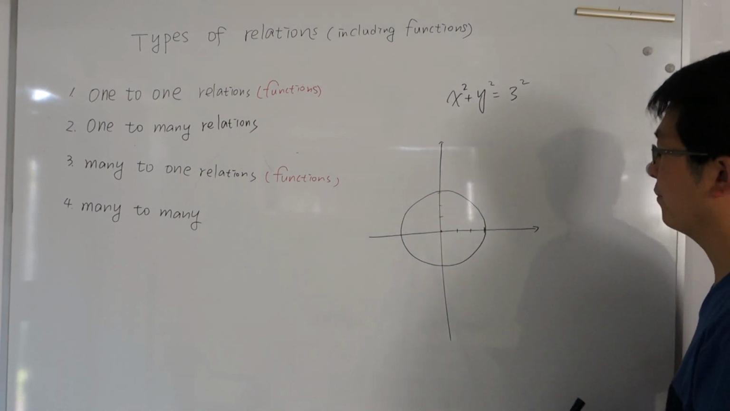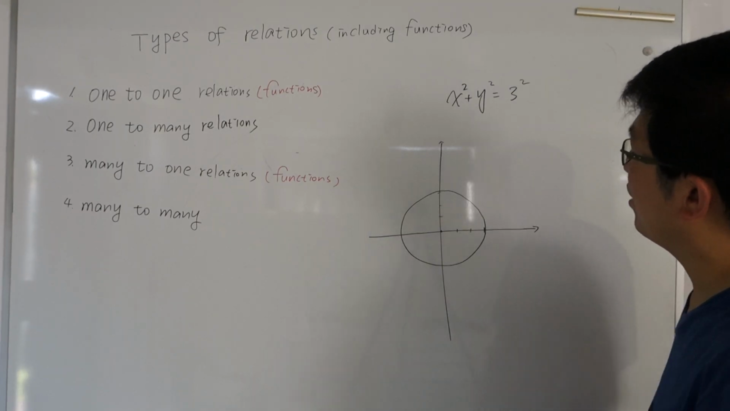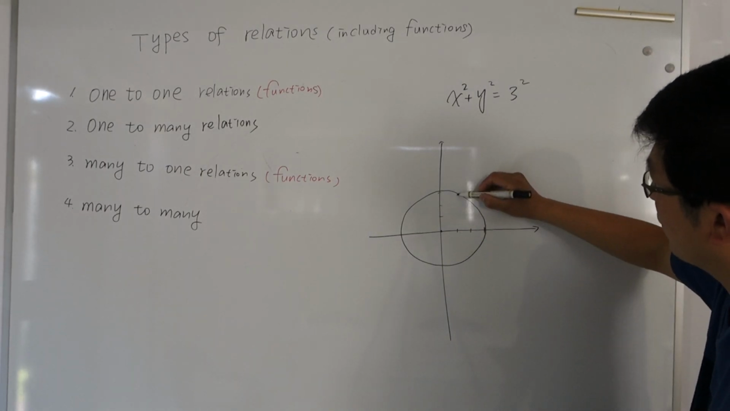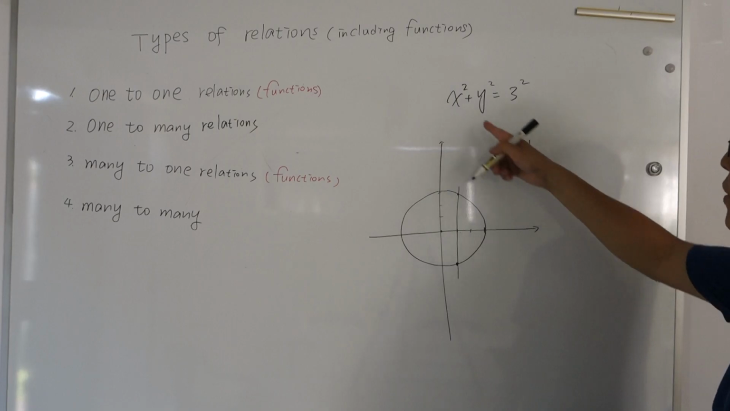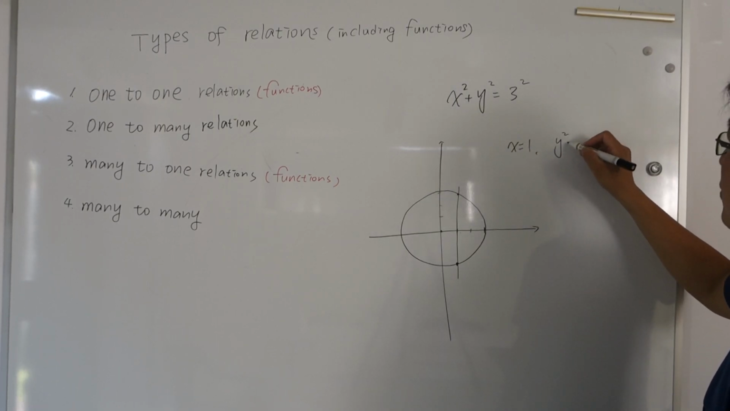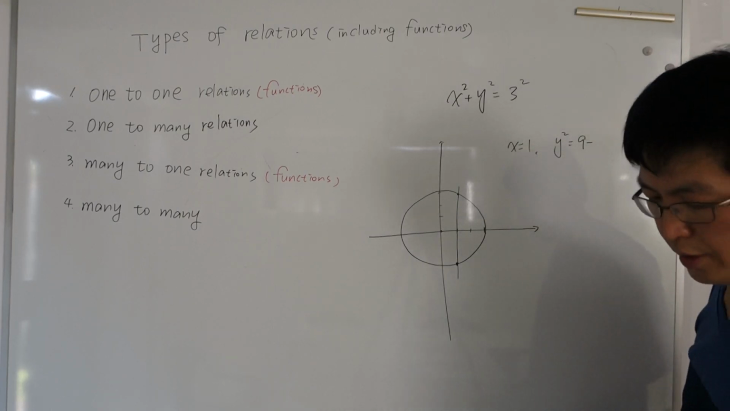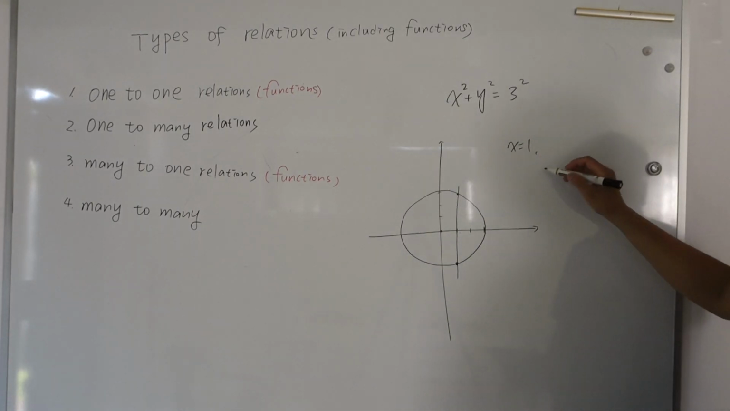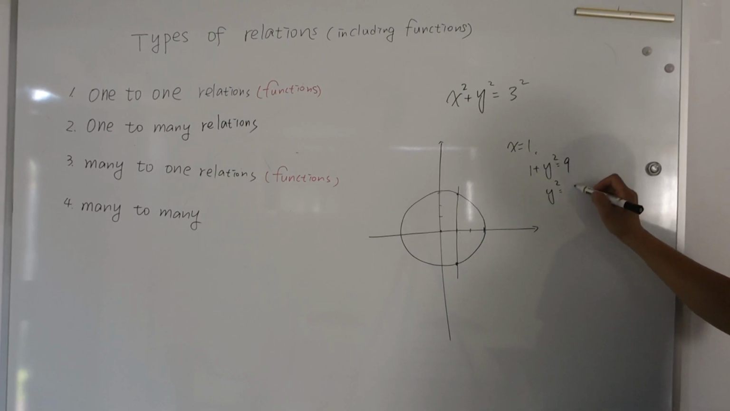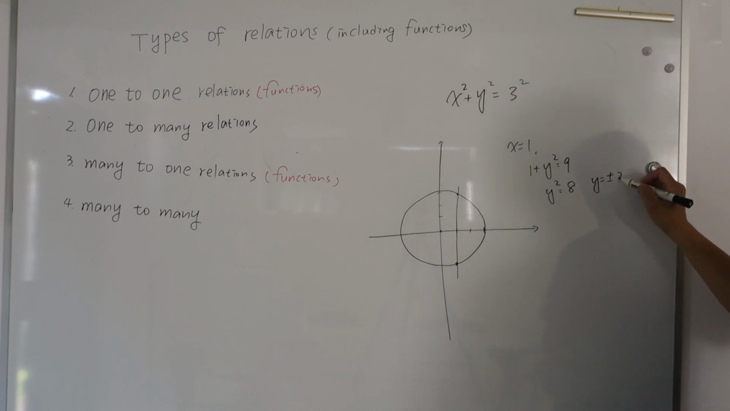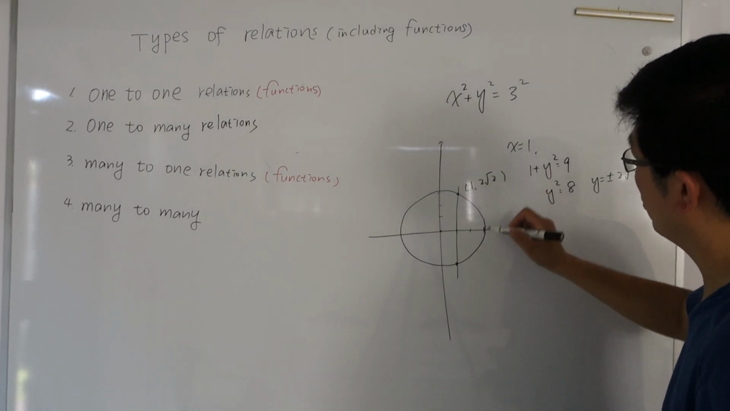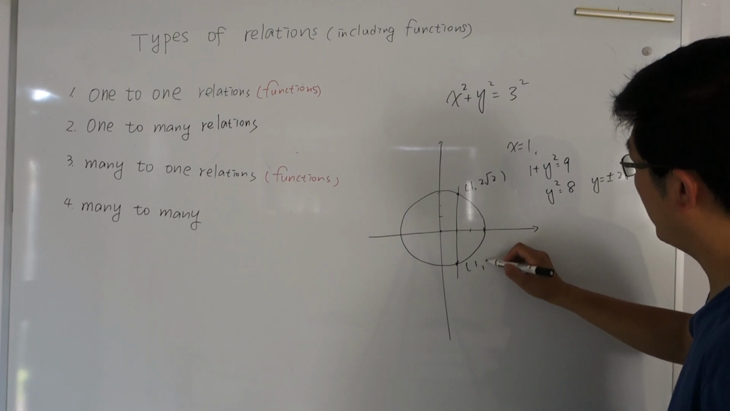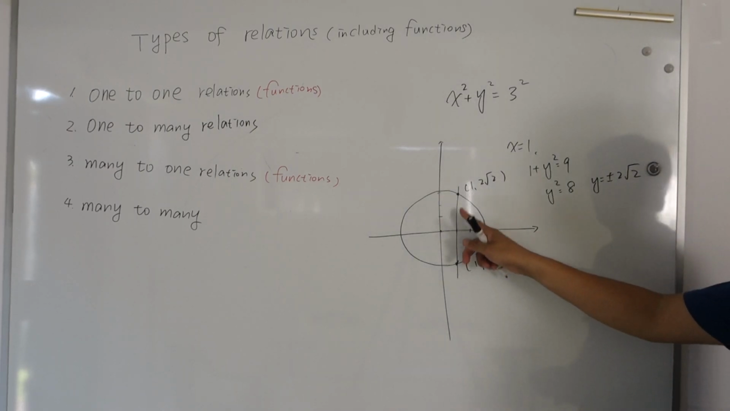Okay, suppose this is the circle. Do you find that? That's many to many, right? Why? One x value can have 2 different y values, right? x equals 1, substitute in: y squared equals 9 minus 1. When x equals 1, 1 plus y squared equals 9. y squared equals 8. y equals positive or negative square root 8, which is 2 square root 2. So here is 1, 2 square root 2. And 1, negative 2 square root 2. Do you find that? One to many.